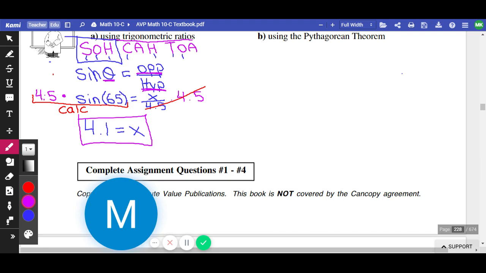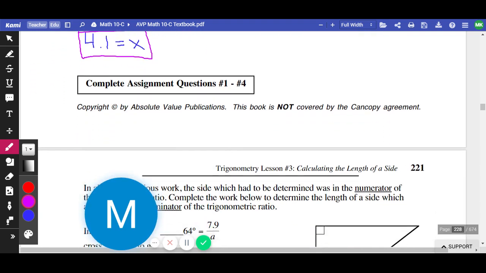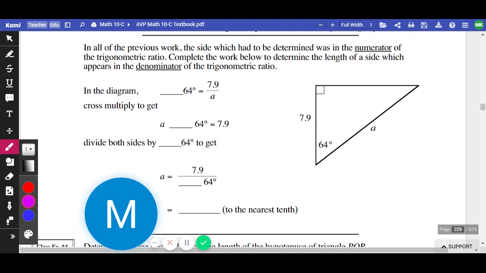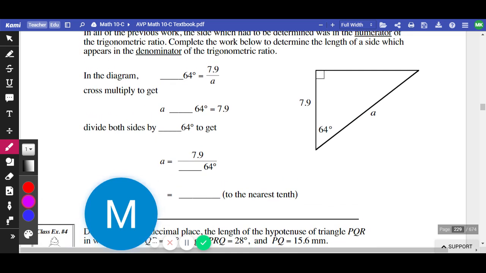Awesome. The only way this stuff gets harder is if what you're looking for isn't on the top of your ratio. Okay, so for instance, we got a question here. It says find the missing side length, or find side length A. If you notice, we only have one angle and one side. That means we need to do Sohcahtoa. I'm going to label this for Sohcahtoa. This is my hypotenuse. This is my opposite. This is my adjacent.